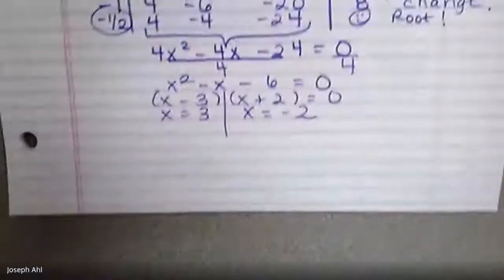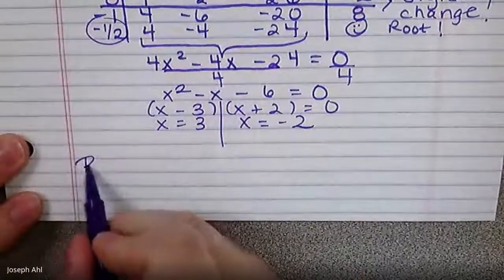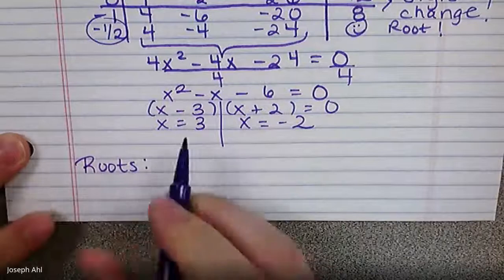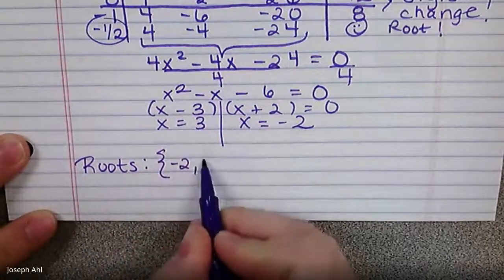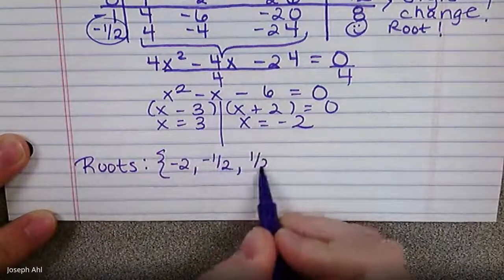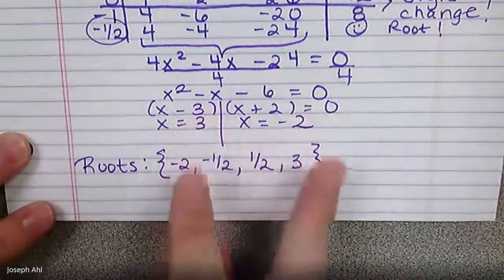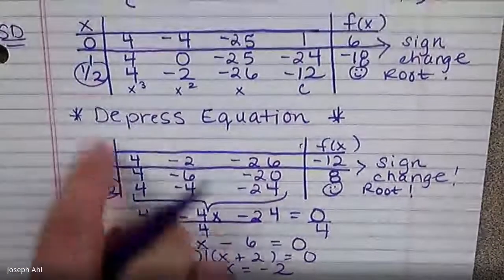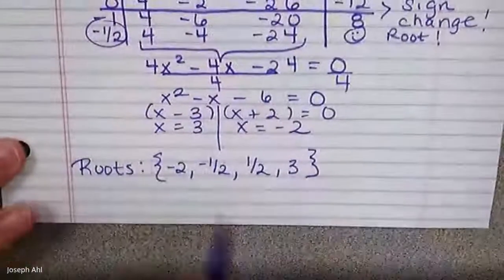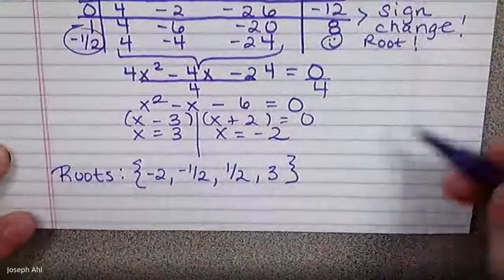So what I'll do in the end, and you do not have to list the roots in order, but I think it's kind of nice to do so. The roots are -2, -1/2, +1/2, and then +3. Right, so these two roots from the quadratic, and then we tested these roots in synthetic division. Those are the 4 roots of this polynomial.